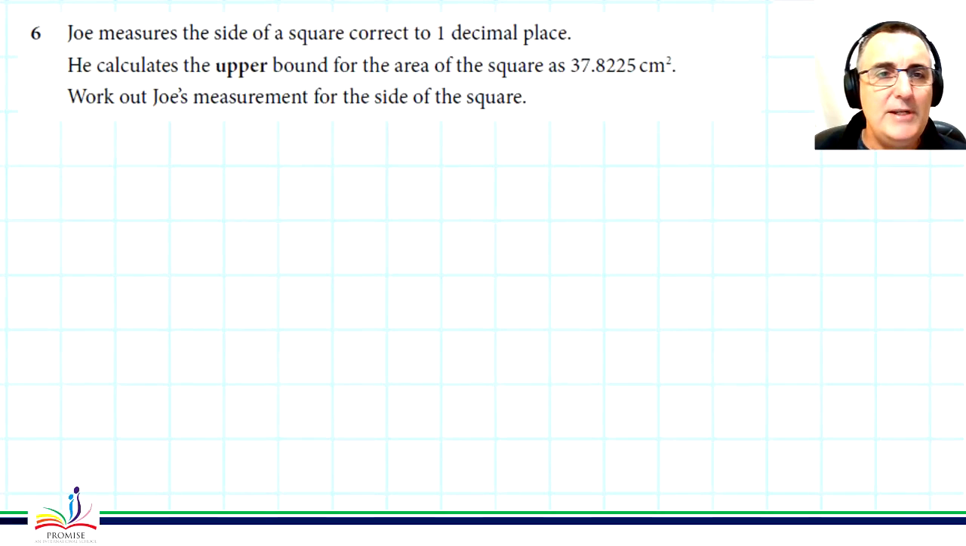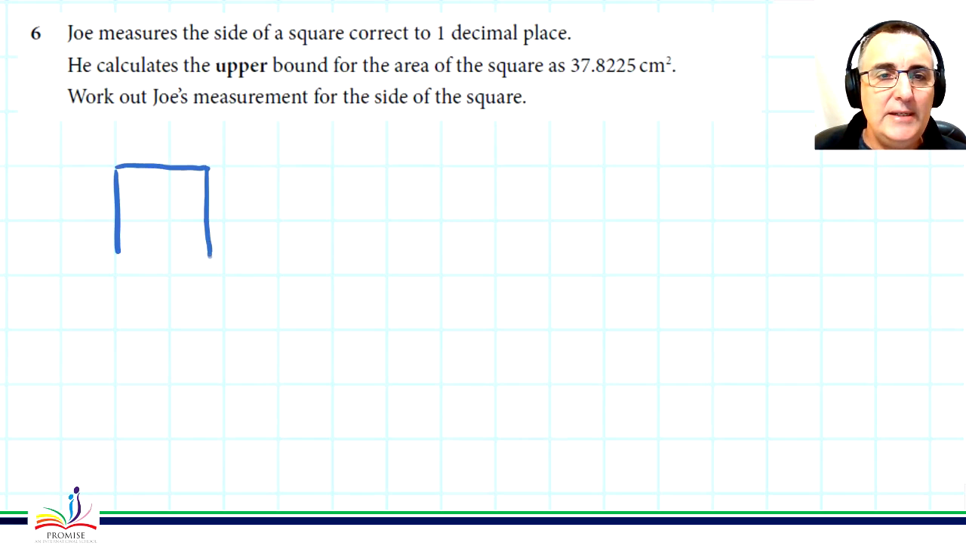So Joe measures the side of a square, correct to 1 decimal place. We don't know the units yet. He calculates the upper bound for the area of the square as 37.8225 centimeters squared. So we're going to say he's measuring centimeters. Work out Joe's measurement for the side of the square. It looks a little complicated.